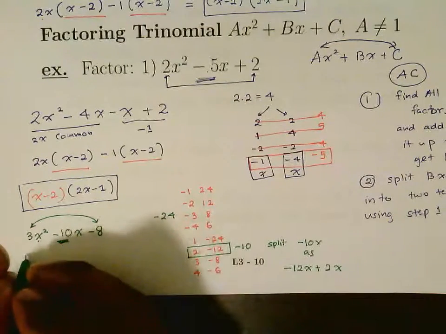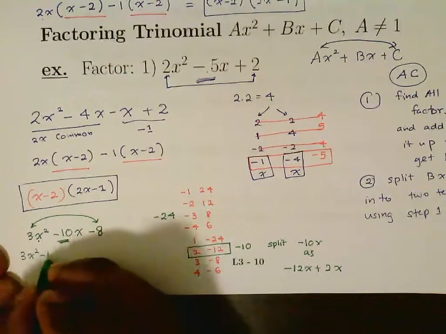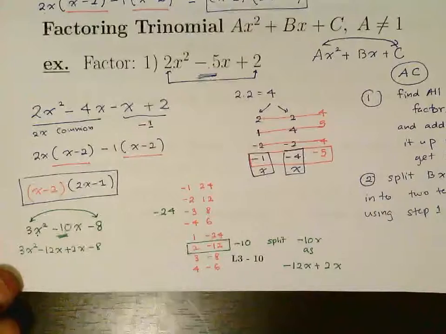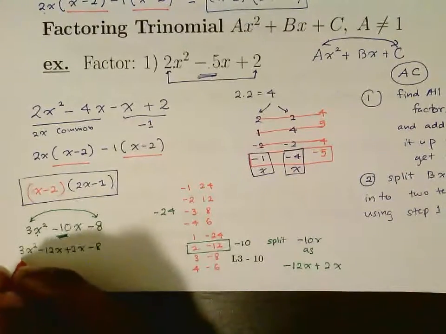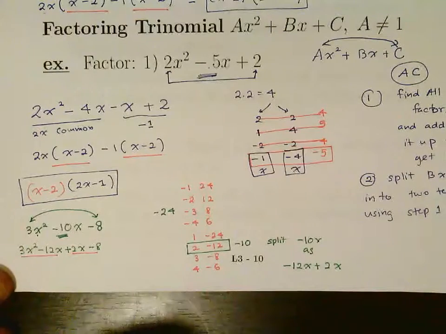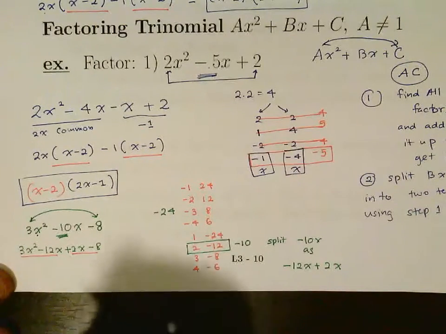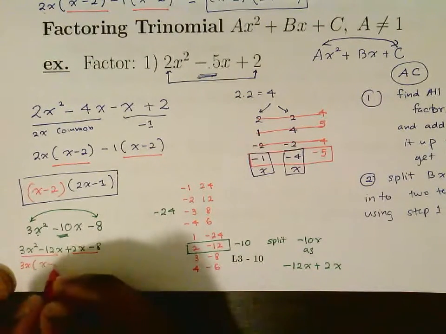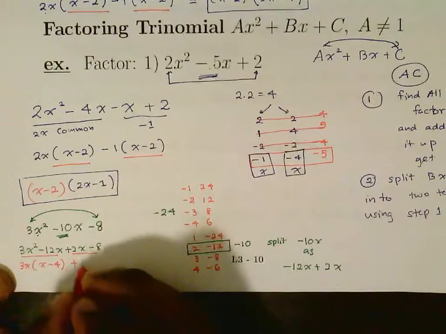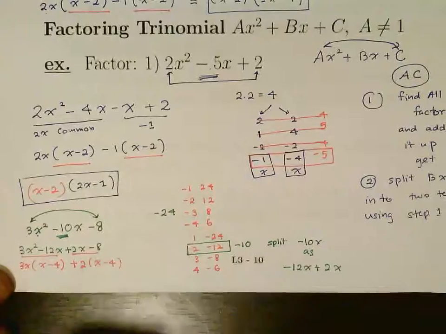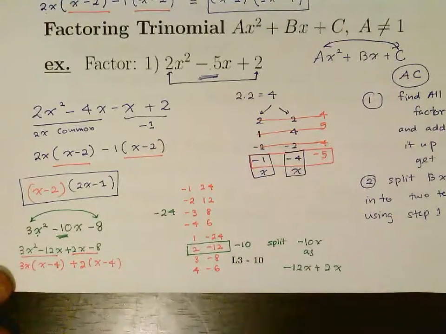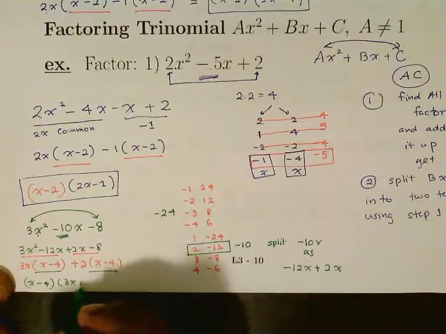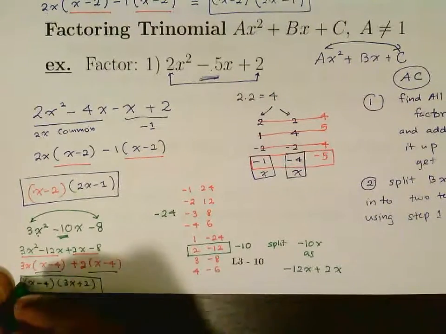So let's write it down here. You get 3x squared minus 12x plus 2x minus 8. Now you can see that there are these groups. You can factor by grouping. Here the common factor is 3x, and you get x minus 4. And here the common factor is 2, and you get x minus 4. And then you can see that x minus 4 is a common factor, take it out, and then 3x plus 2, and that is how you factor.